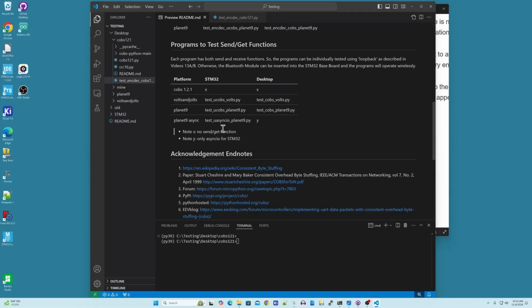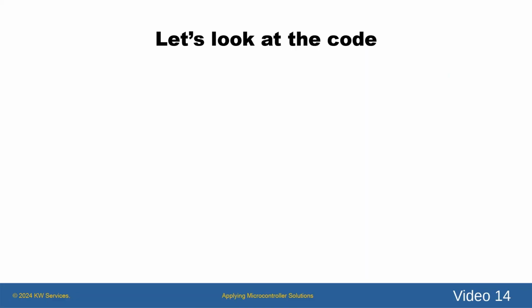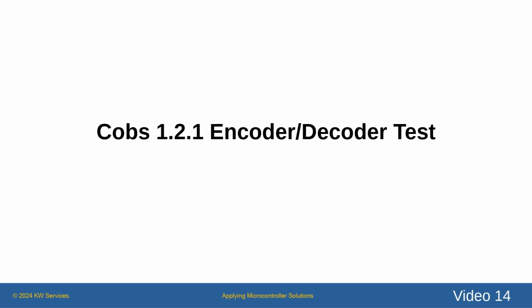Finally, Planet9 included code for the async functions. So we'll run his async code and have it connect to one of these desktop applications. For the desktop programs, we will use Microsoft's code editor and invoke Python in the terminal. The STM32 programs will be run from Thonny. Let's look at the code.